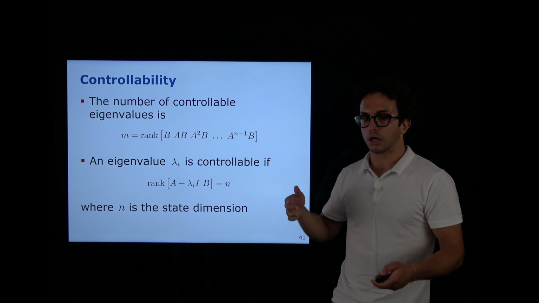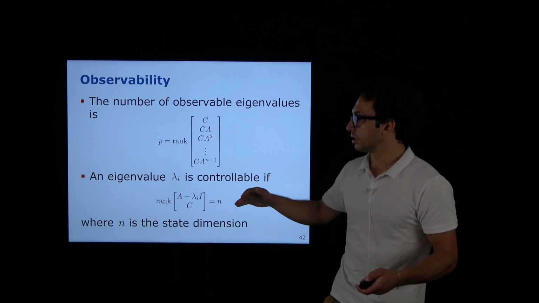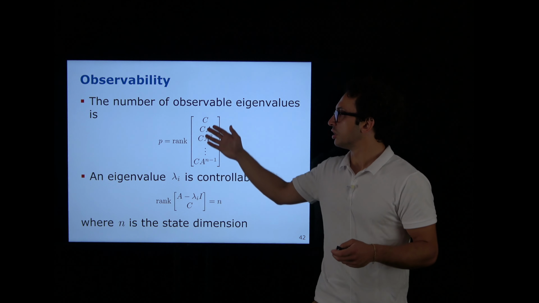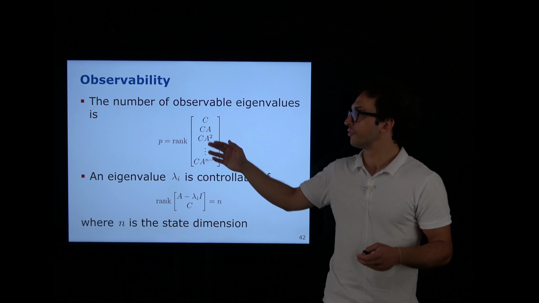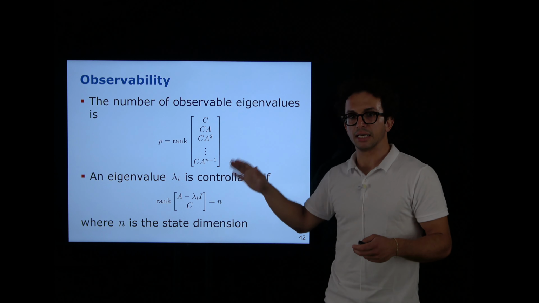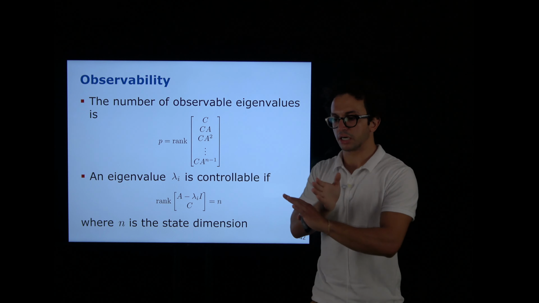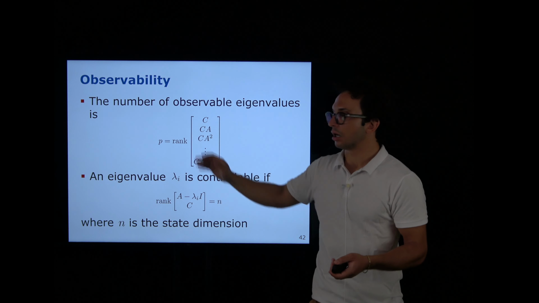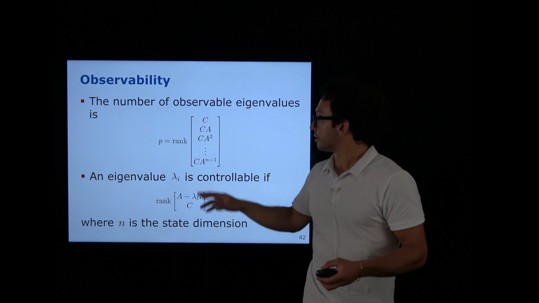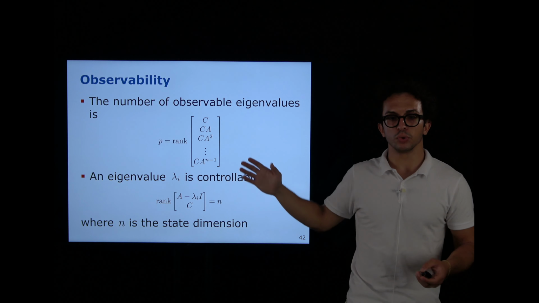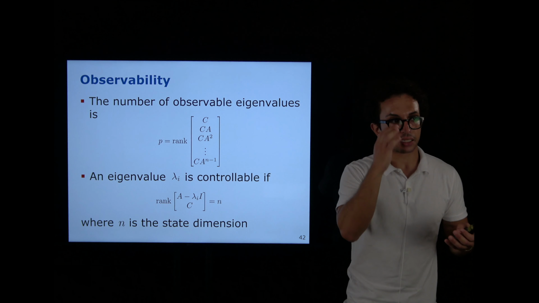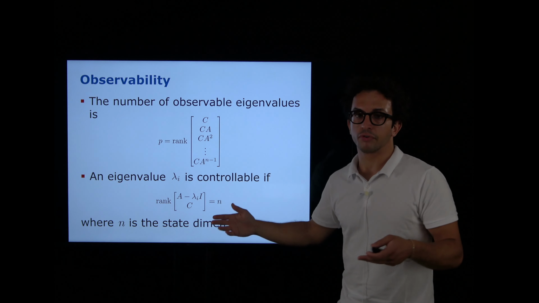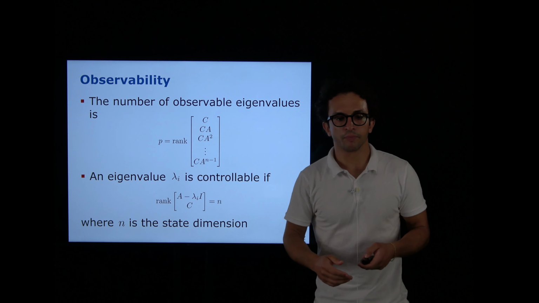Similarly for observability. It usually goes in the vertical direction rather than in the horizontal direction. We build a similar matrix. Before it was B, AB, A squared B, and so on. Here we have C on the other side, so it's C, CA, and so on, stacked until C A^(n-1). With this rank, you can find out how many eigenvalues are actually observable, and then you can check the observability of a specific eigenvalue.